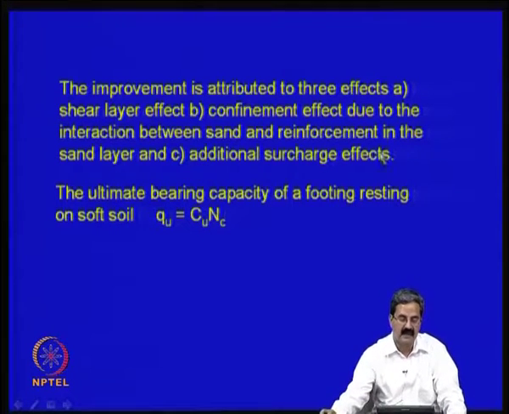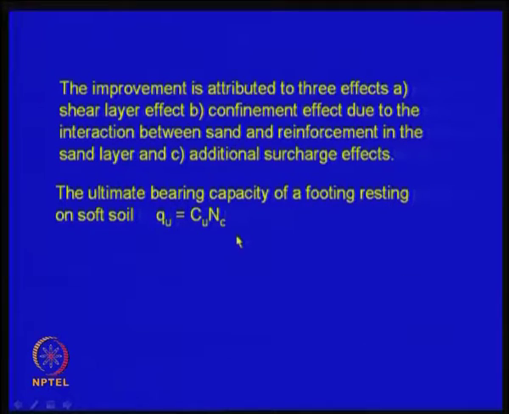We know that the ultimate bearing capacity of a footing resting on soft soil is q = Cu Nc, where Nc is 5.14. So, 5.14 Cu is what we know, like say if Cu is 10 kPa, it will be 51.4 kPa, the ultimate value, and you use a factor of safety of 3, it is much less, right. So, how do you improve this is something that we will see. So, these are all the effects that I am talking about.